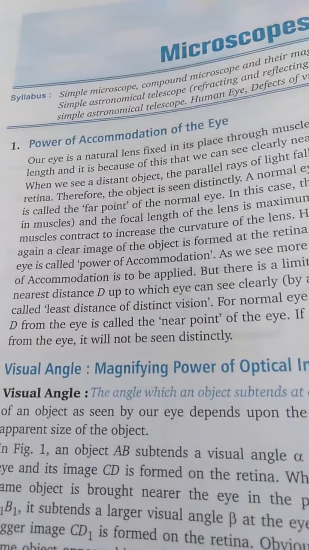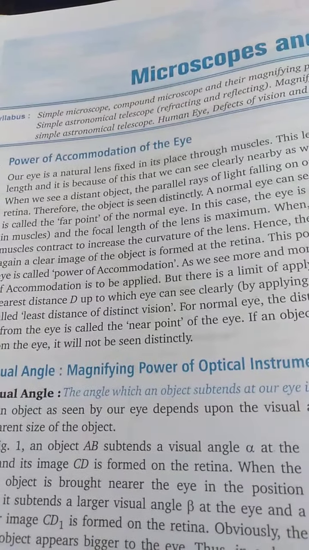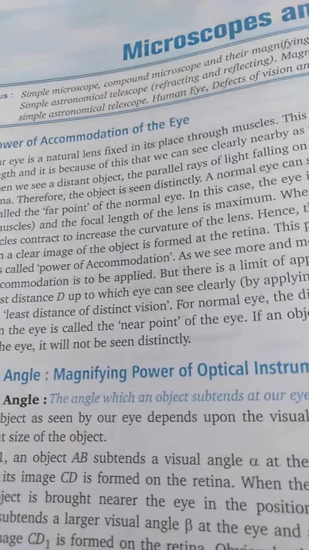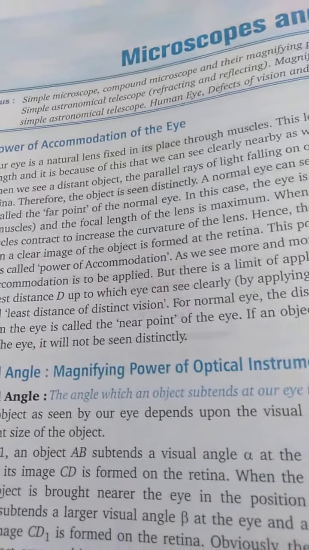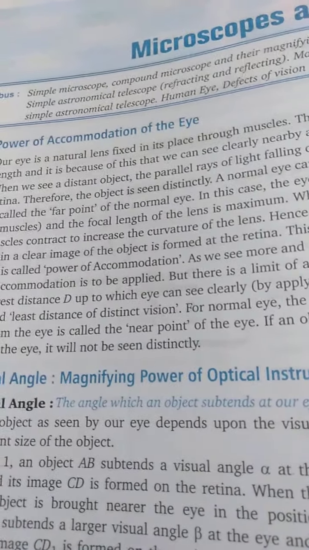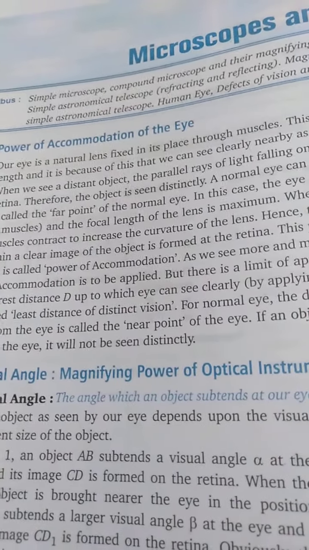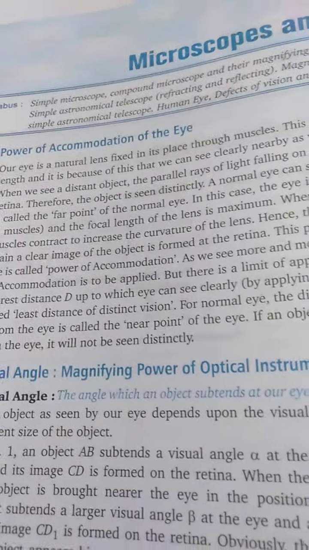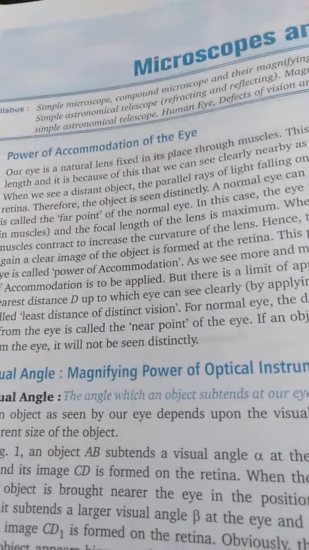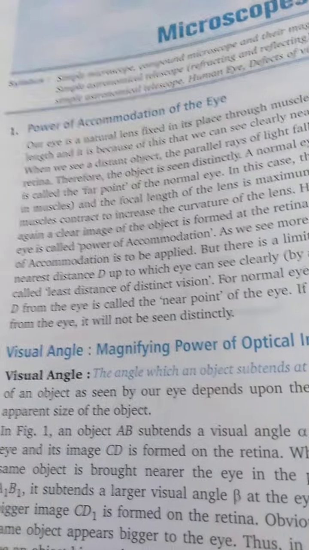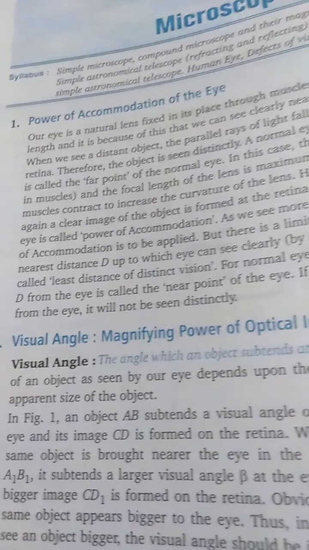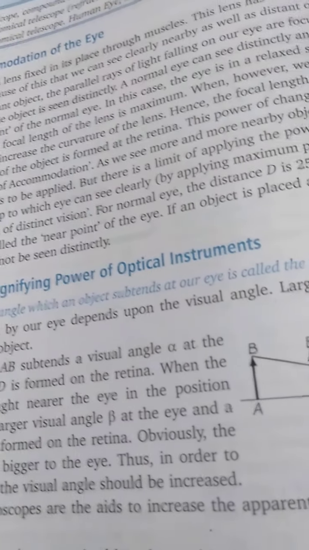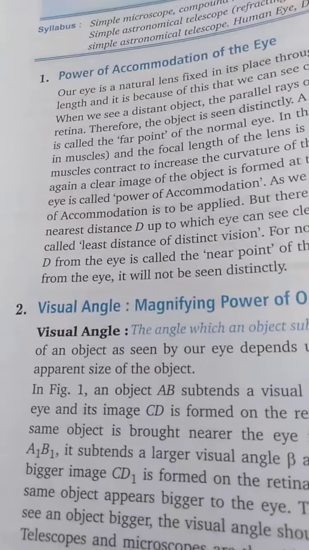Okay, and this ability of the eye to change the focal length automatically, I mean to say by itself, without any aid, the automatic changing of the focal length of the eye, this power is called power of accommodation. Okay, acha, visual angle, magnifying power of instruments. This is the next topic.